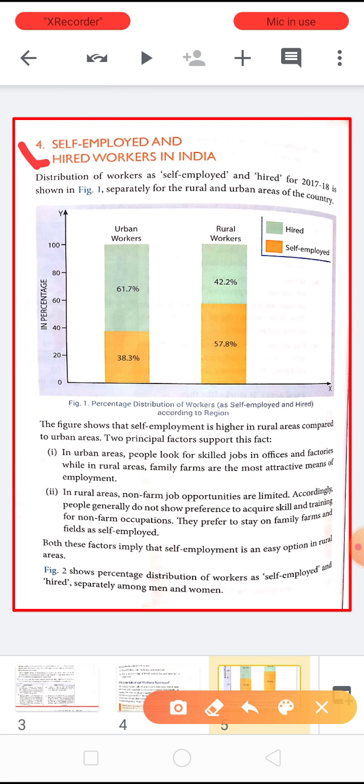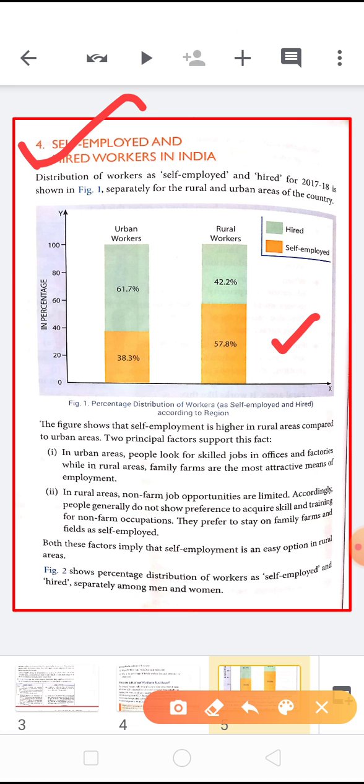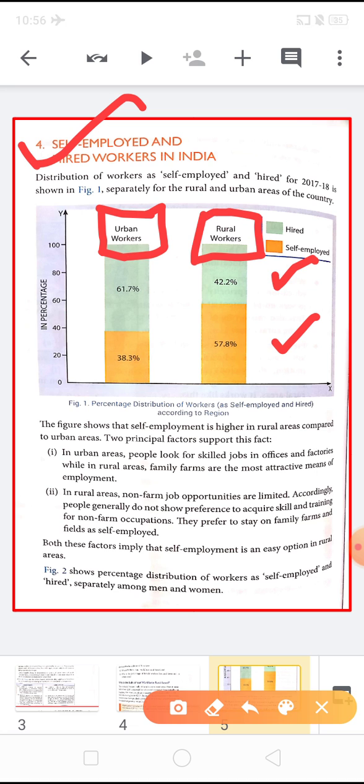Now, children, we are going to learn about self-employed and hired workers in India. Here, the distribution of workers as self-employed and hired workers for 2017-18 is shown separately for the rural and urban areas of the country. Children, the self-employed are denoted by this yellow color, whereas the hired workers are represented by this green color. Here we have a major classification: this is urban workers, this is rural workers.